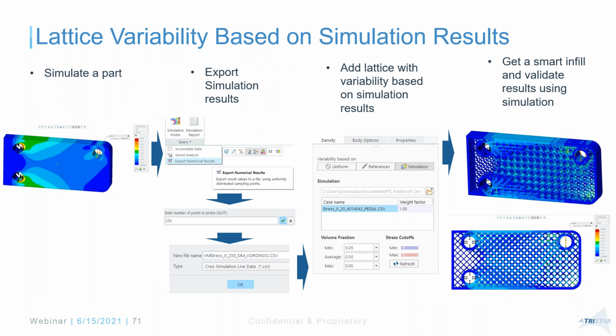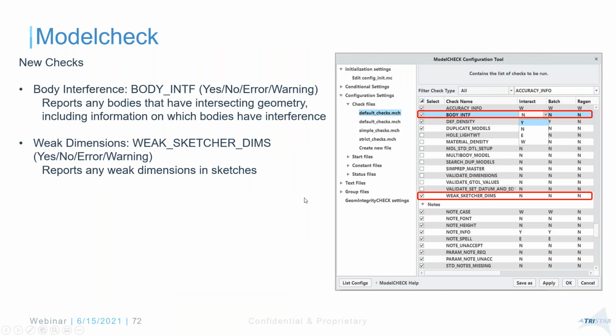And finally, the lattice can be adjusted based on imported Creo Simulation Live results. So your stress results can help affect how those lattices are created. In the high stress areas, the beams are going to be different. So that's pretty powerful, I think. Some exciting enhancements there.